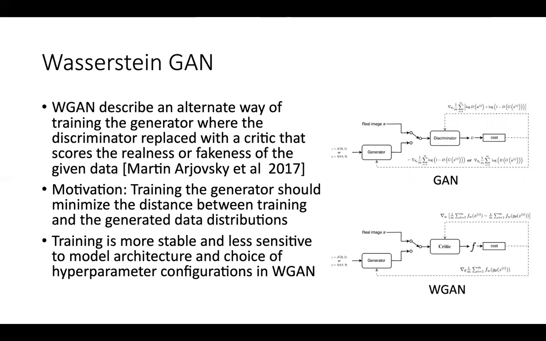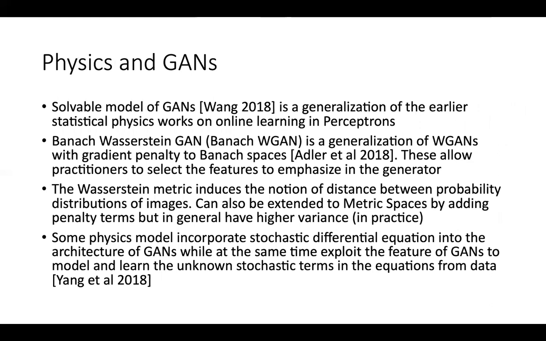So a variant of GANs which is of interest is what are known as Wasserstein GAN. The difference is that, in the previous formulation, instead of a discriminator, we have a critic. Instead of saying reject or accept as real or fake, the critic scores the realness or fakeness of the data which is generated. The motivation behind this is that the generator should minimize the distance between the training and the generated data distributions. And so this point is very important.